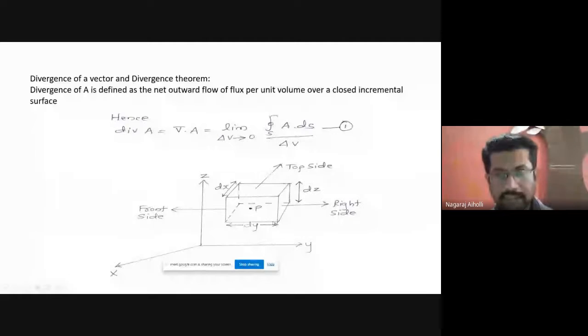It has a front surface, a back surface, side surfaces, left and right, and top and bottom surfaces. Accordingly, it has the coordinates. This is dx along the x direction, dy along the y direction, and dz along the z direction.